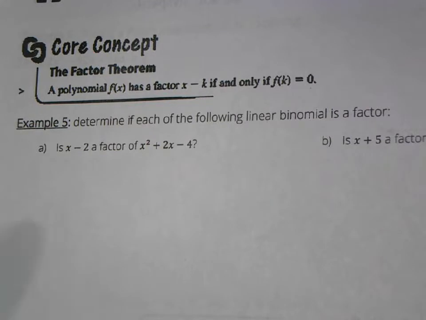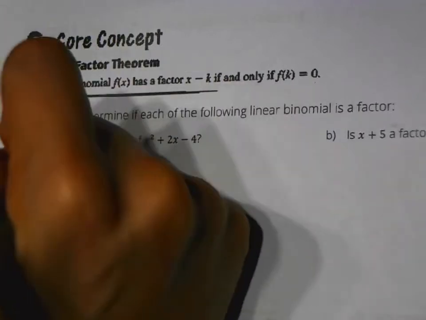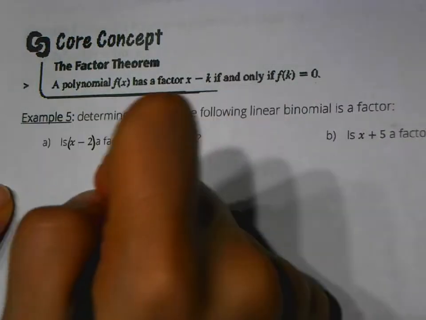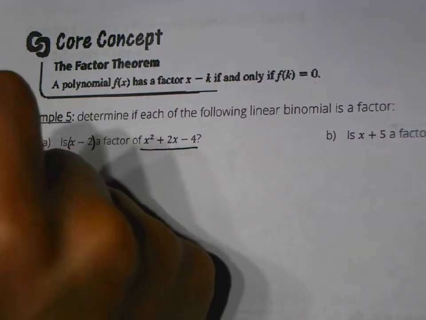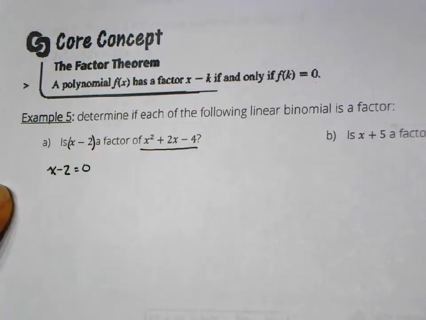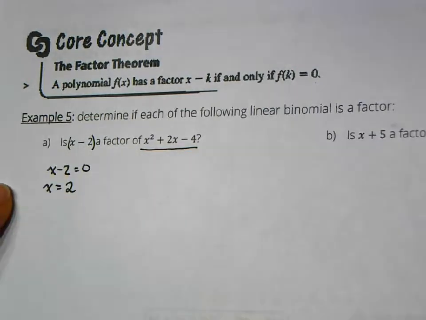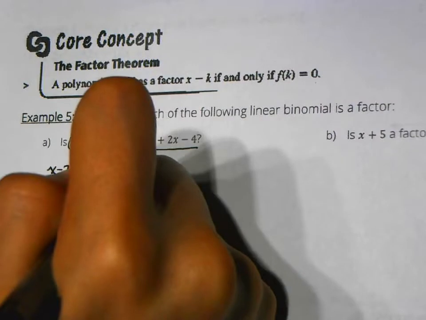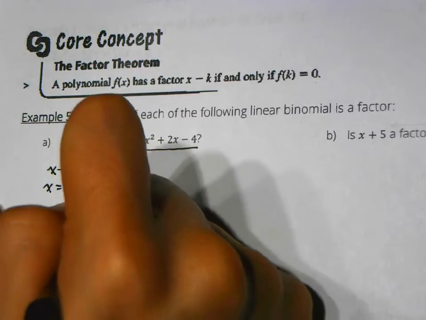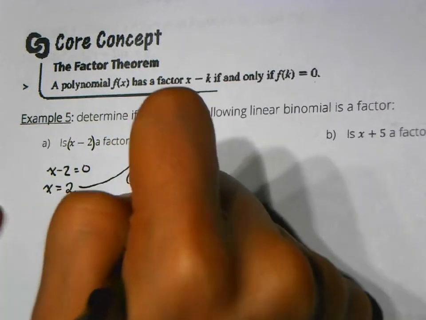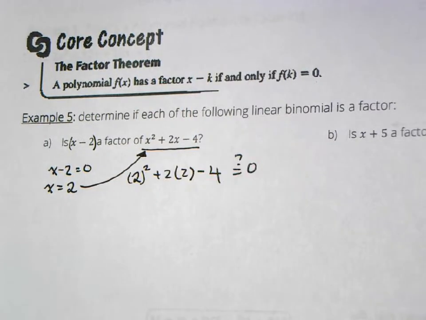So let's take a look at example number 5. Is x minus 2 a factor of the polynomial x squared plus 2x minus 4? What I could do is make x minus 2 equal to 0 and solve for x, so that means that x is equal to positive 2. Now that I know what x is, I'm going to take this 2 and plug it into the x's of my polynomial. So that's going to give me 2 squared plus 2 times 2 minus 4. And I want to know if that is indeed equal to 0.